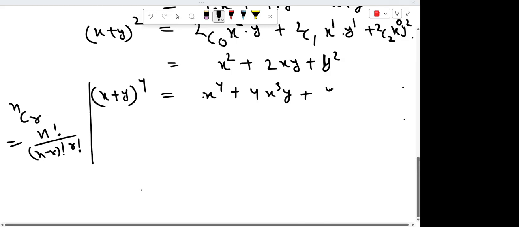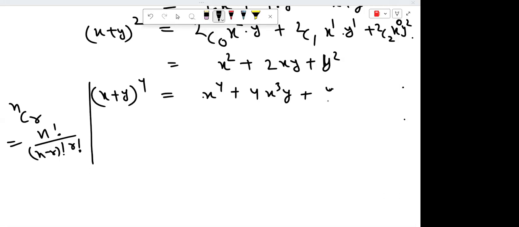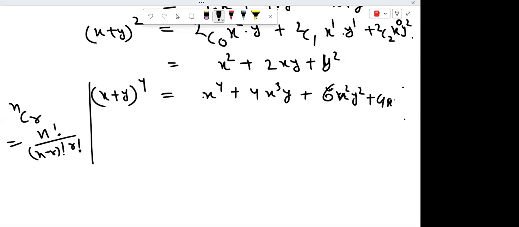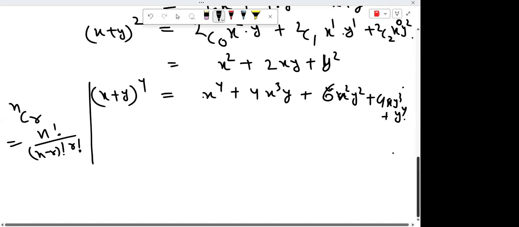Yes, sir, I got it. Okay, what is the answer? X raised to 4 plus 4x cube y plus 6x square y square plus 4xy cube plus y raised to 4. Yes, very good. Okay, Abdul, this is clear.